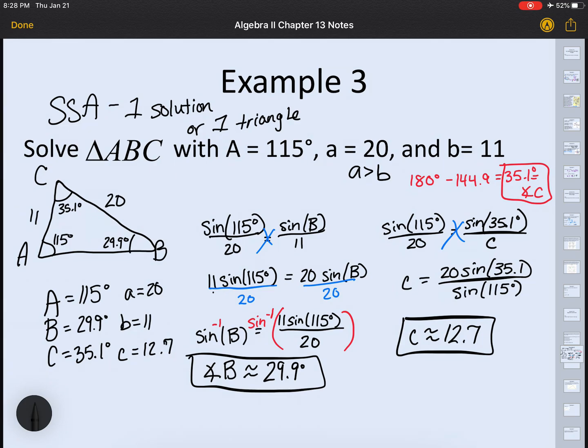For side length C. And since we know all three angles and all three sides of the triangle, we've now solved for that triangle.